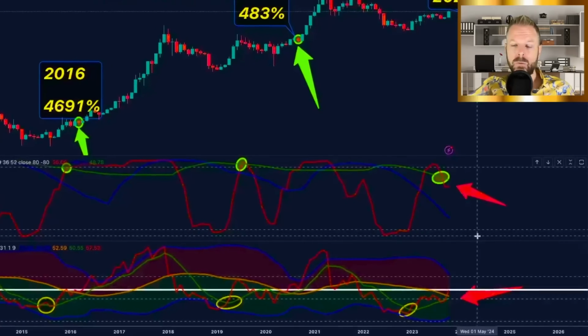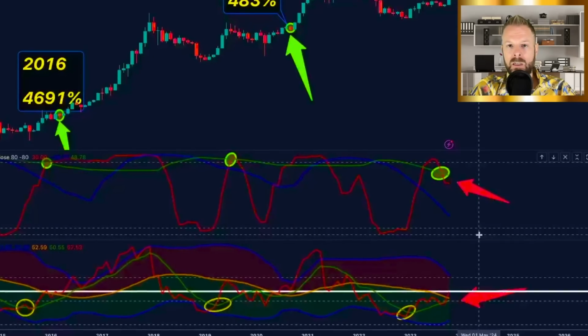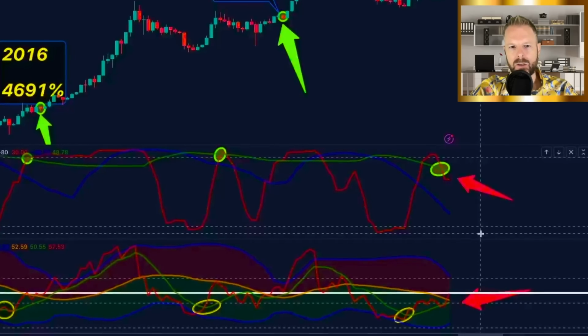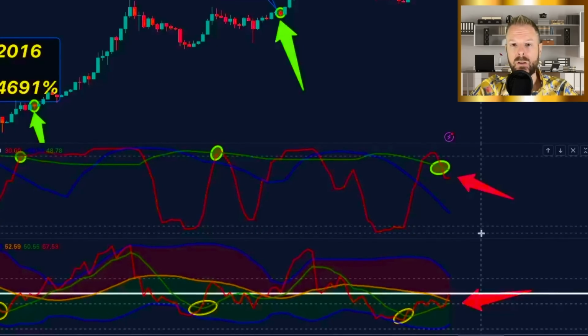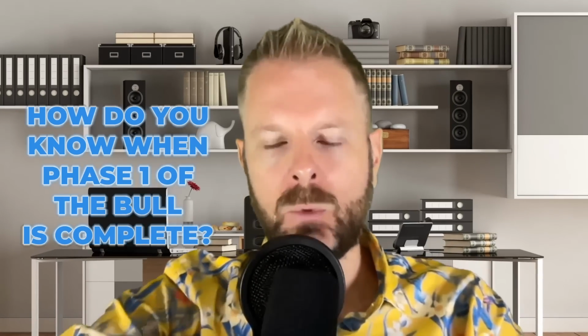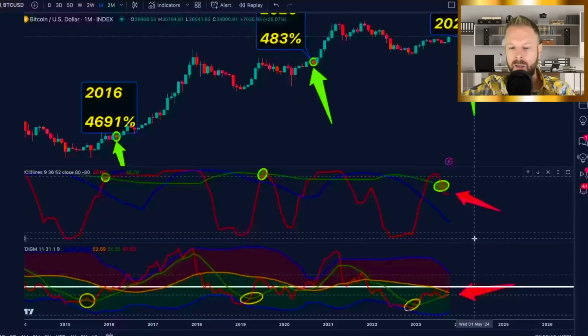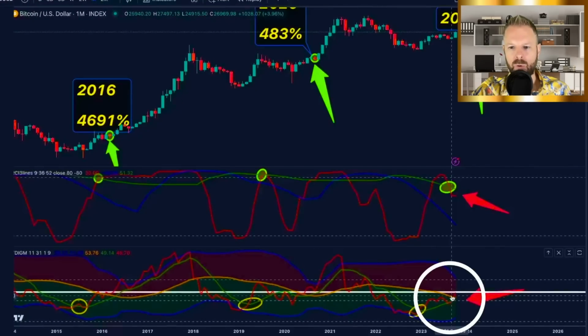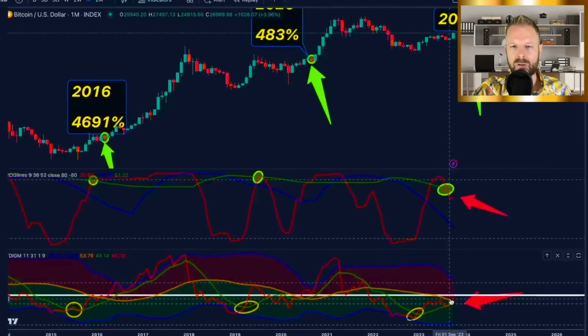Now, we had a clear rule. We developed this rule about 9-ish months ago. We said, okay, we are going to enter phase one of the bull. How do you know when phase one of the bull is complete? How do you know when we're moving into phase two of the bull? And our rule is simple. When this red line crosses above the orange line, that's when we start phase two of the bull.